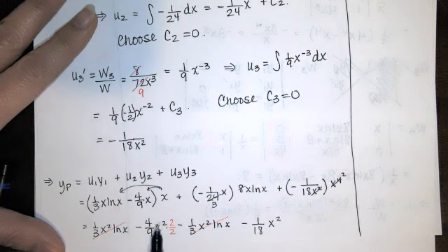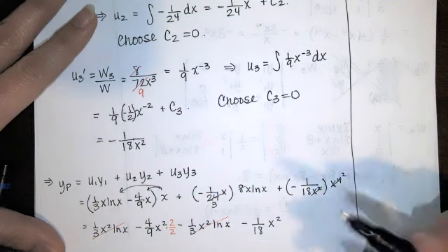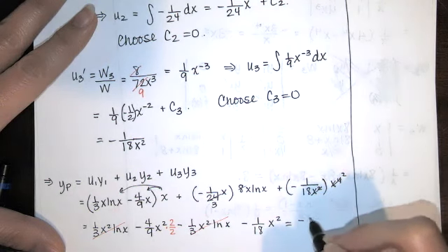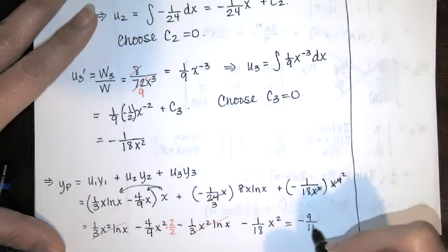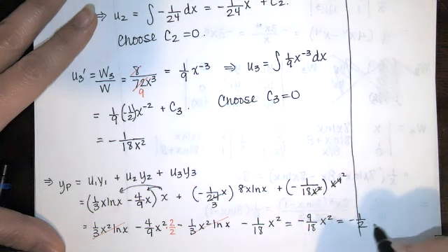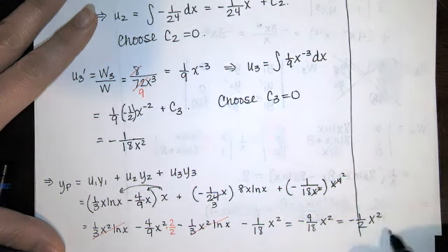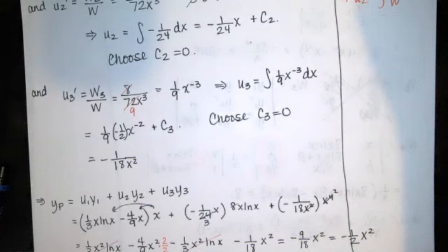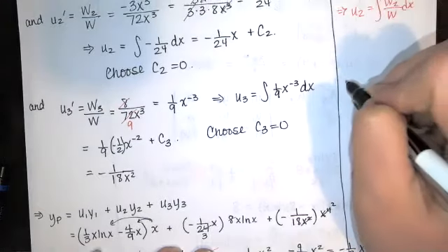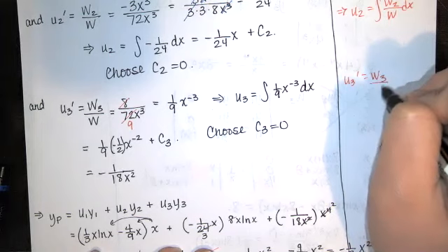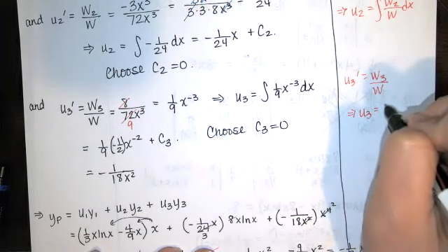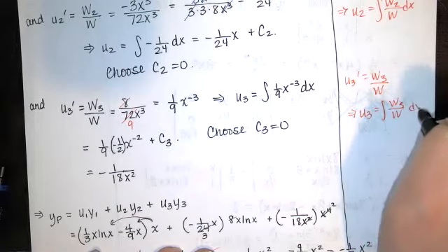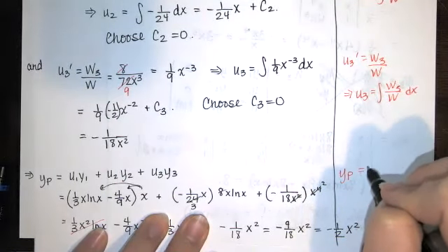Negative 4 times 2 is negative 8. So I have negative 8 over 18, which is the same as negative 4 over 9. Negative 8 over 18 minus 1 over 18 is negative 9 over 18. And negative 9 over 18 is the same as negative 1/2. So y sub p turns out to be negative 1/2 x squared. And that's very nice. That means we're almost done. So we found u sub 3 prime, and then we computed u sub 3. And then we found the form of y sub p.